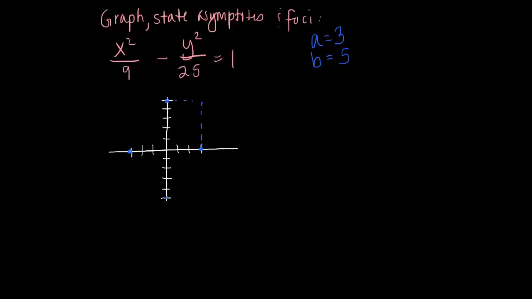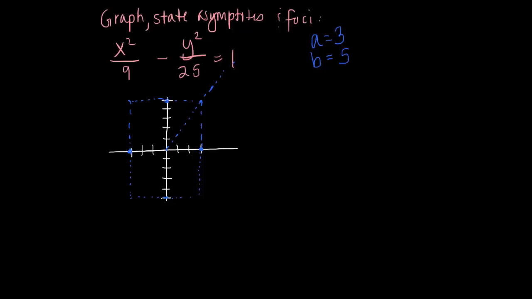Let me graph in this central rectangle. This is not part of the graph yet. We have not graphed any of the hyperbola, but I want you to see why we're taking a and b and graphing the central rectangle. I can now see where the asymptotes are. The asymptotes go through the center and through the corners of that central rectangle.